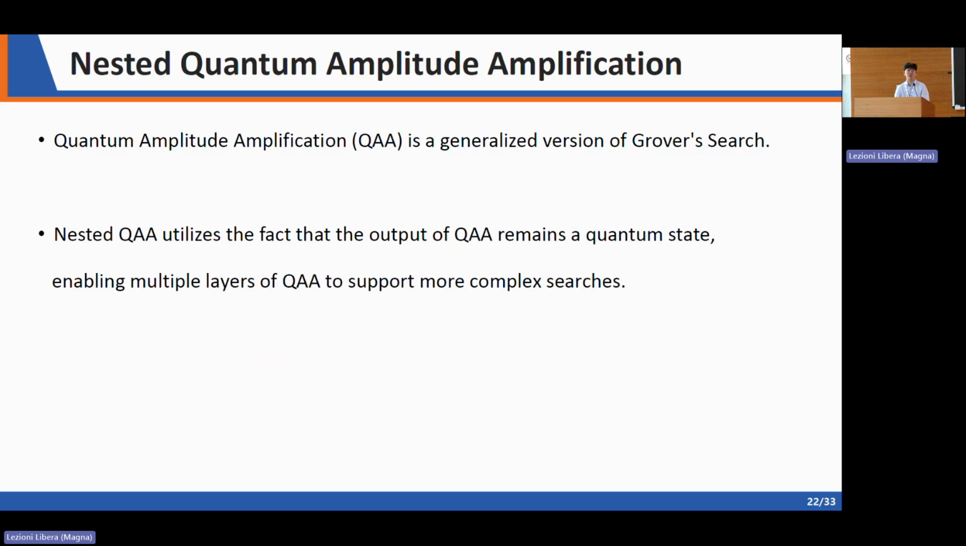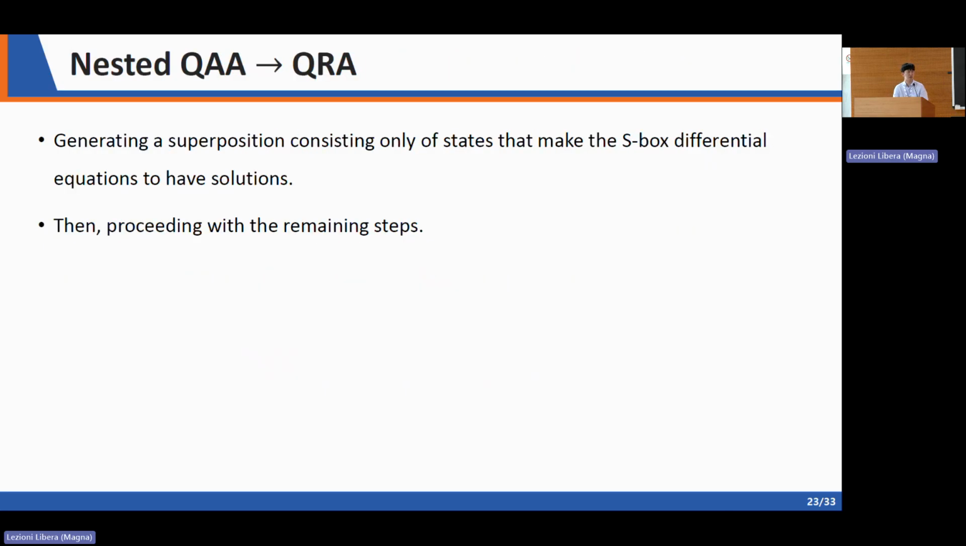Now I will explain how to improve the quantum rebound attack. The first algorithm we use is nested quantum amplitude amplification. The QAA is a generalized version of Grover search, and nested QAA utilizes the fact that it can support more complex searches. So to apply nested QAA to the quantum rebound attack, we first generate a superposition consisting only of states that make the S-box differential equation have solutions. Then we proceed with the remaining steps.